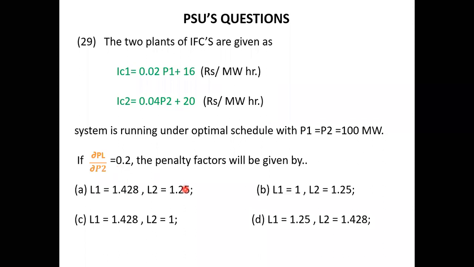What is the value of 1 by 0.8? Tell me. 1 by 0.8 is nothing but 1.25. So your L2 value is 1.25. But when you see the answers, 1.25 is present in option A. Similarly, 1.25 is also present in option B. Then again, we need to consider the L1 value. So between 1.428 and 1, what value do we need to consider? Your L1 value is 1.428 or 1.